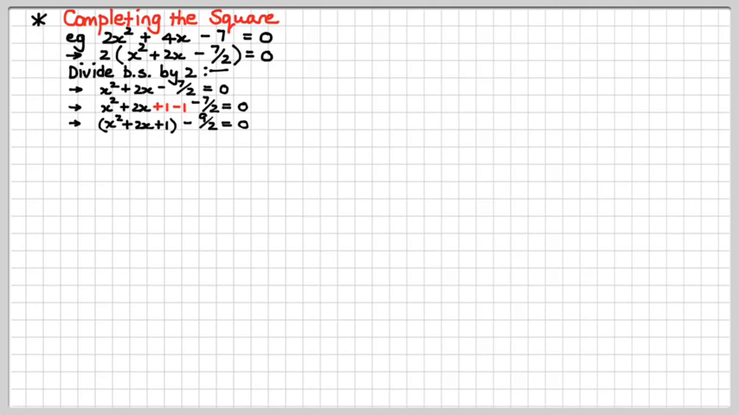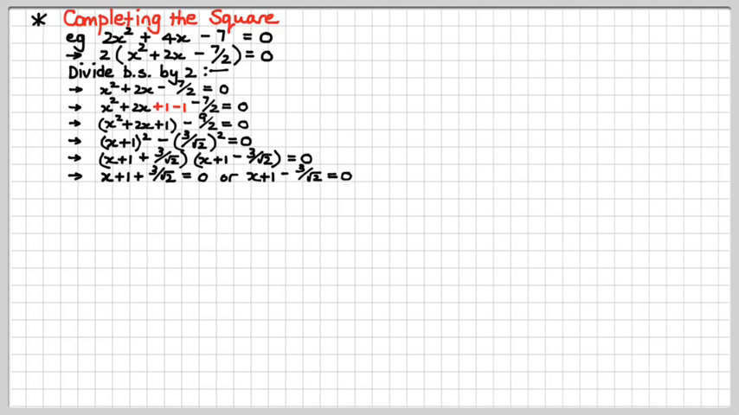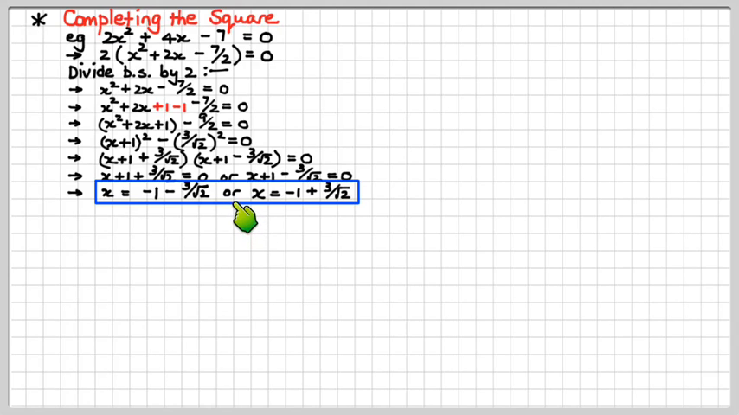Okay, so what have we got now? We've got a difference of 2 squares, as you can see. That 9 over 2 is actually 3 over root 2 all squared. So that gets us that equation there, and we can turn that into a difference of 2 squares like that. And then using the null factor law, we can say that, and therefore x equals that result. So that's completing the square. Now the third way that you can solve quadratic equations, what was the first way?